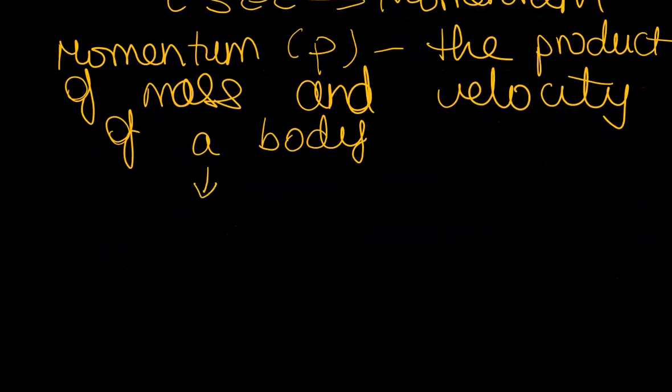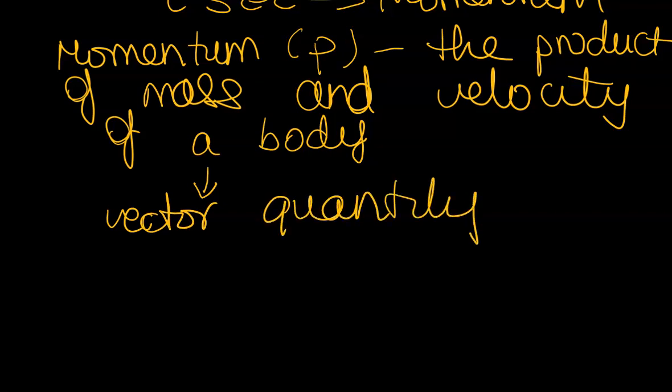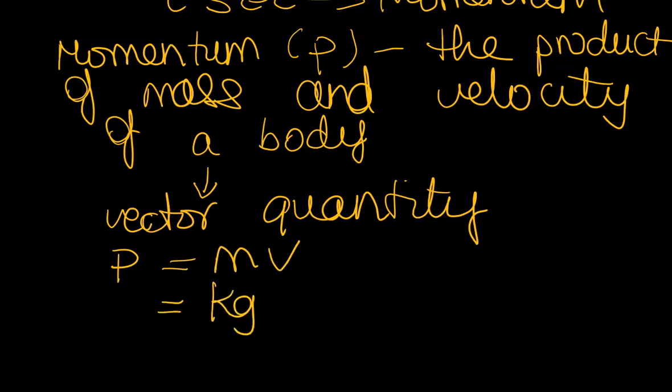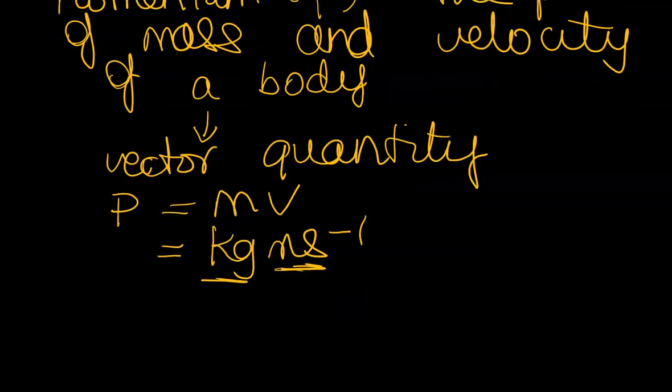Now it is a vector quantity, and that means that direction matters. So it means that when you are looking at momentum, you will have conventions of positive and negative. So P is equal to mv, and of course the unit is a combination of the units of mass, which is kilogram, and velocity, which is meter per second.